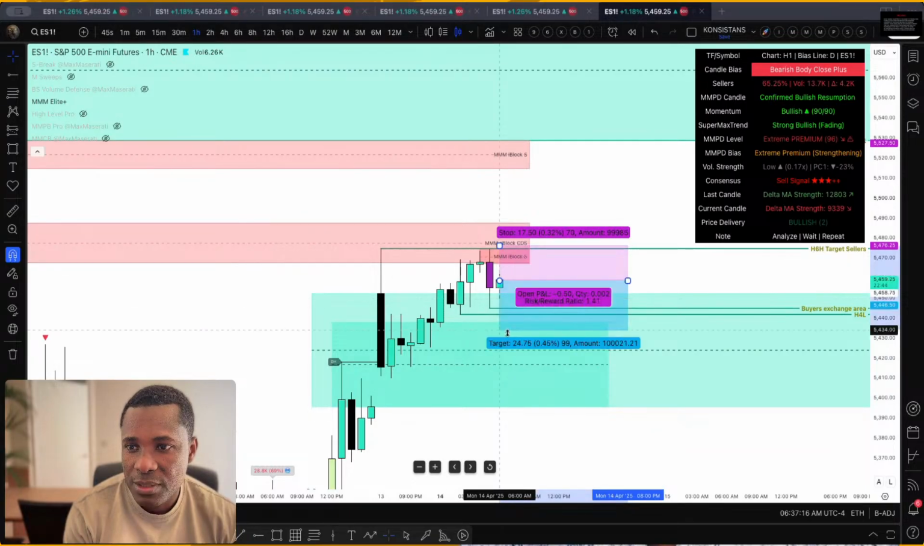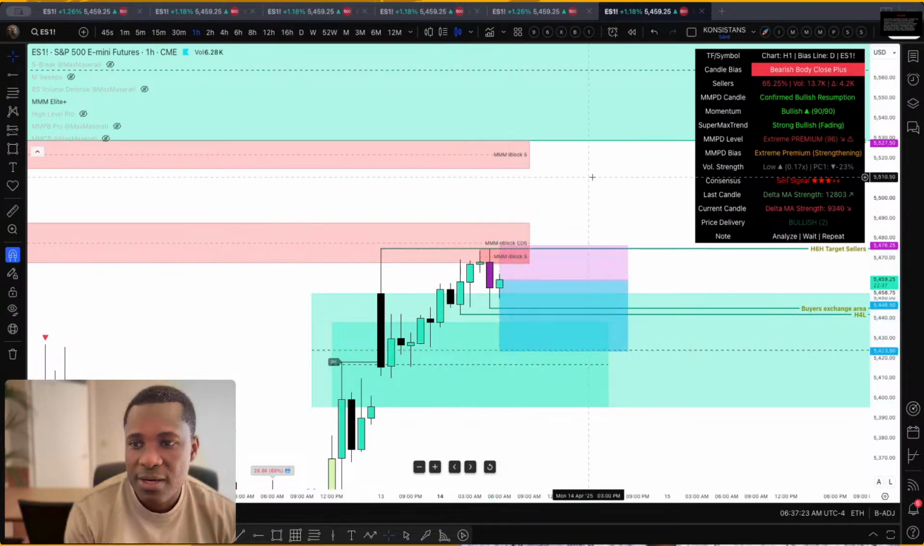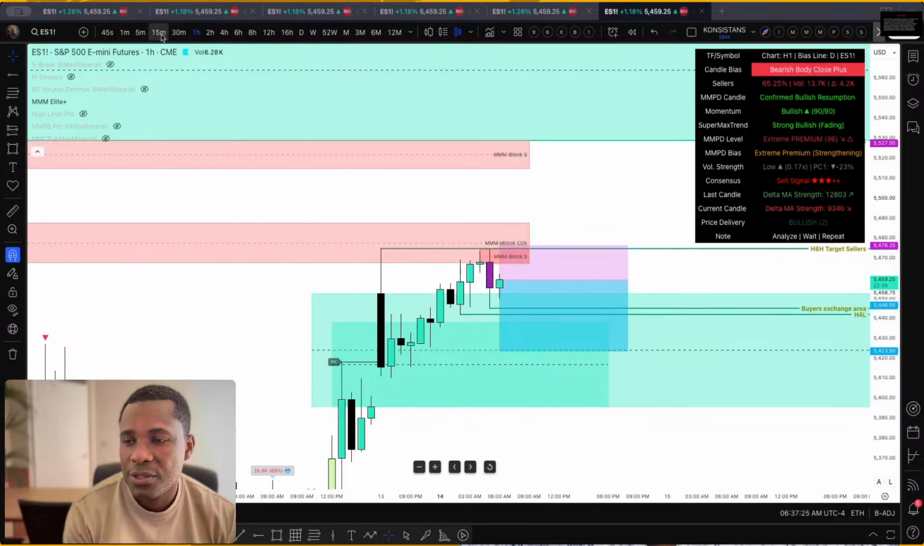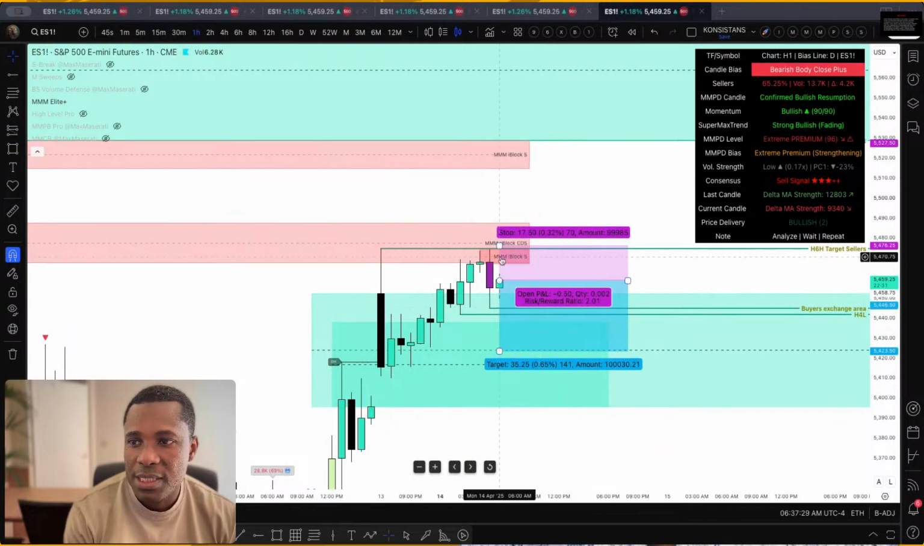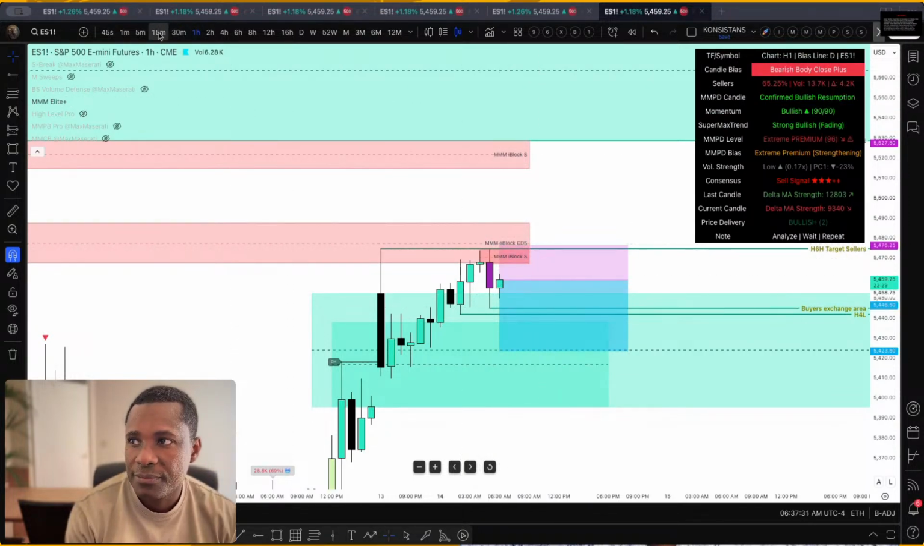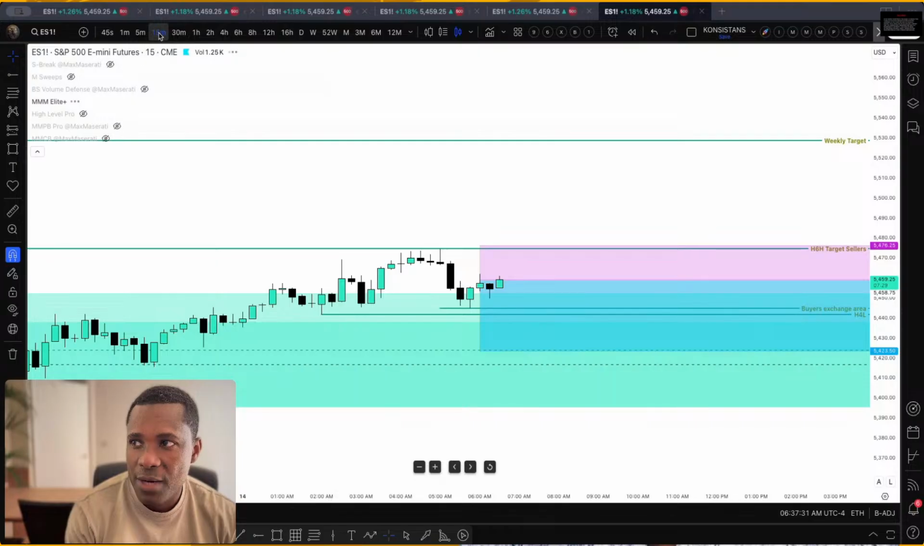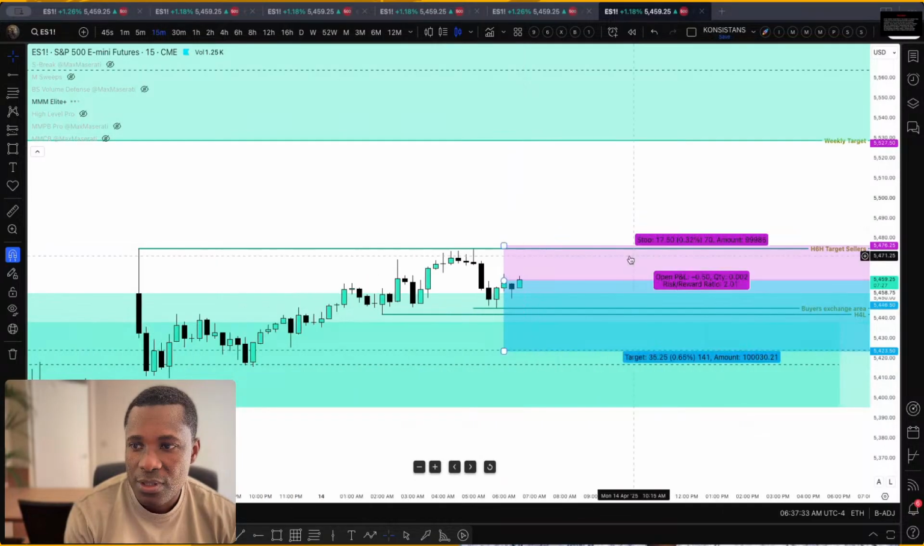But if we enter this kind of trade, we need to make sure that the 15 minutes aligns with what we want to do. It's not like we're going to do it now, but it's based on the rules. This is a very good trade. We need to take it based on the rules as well.